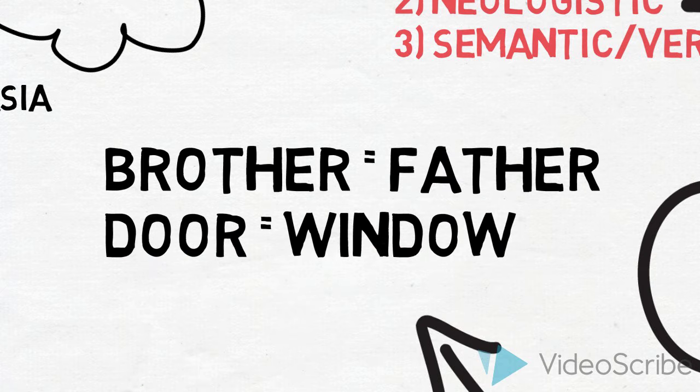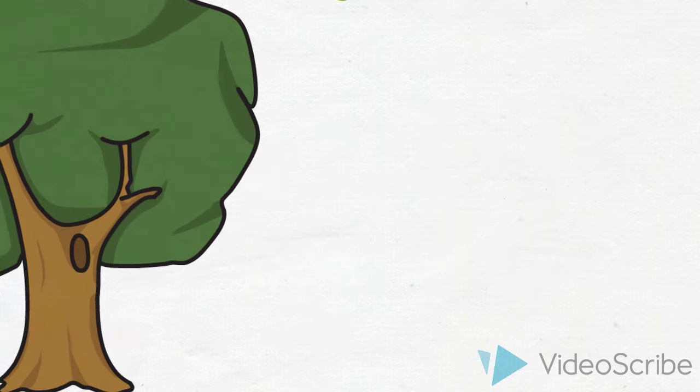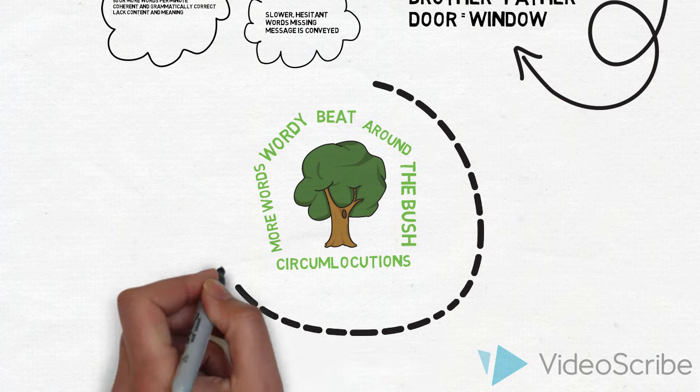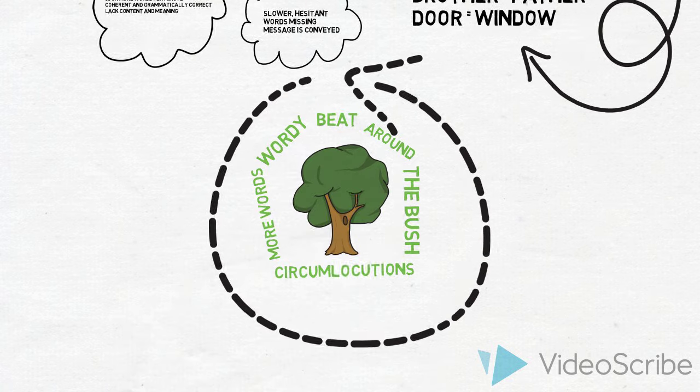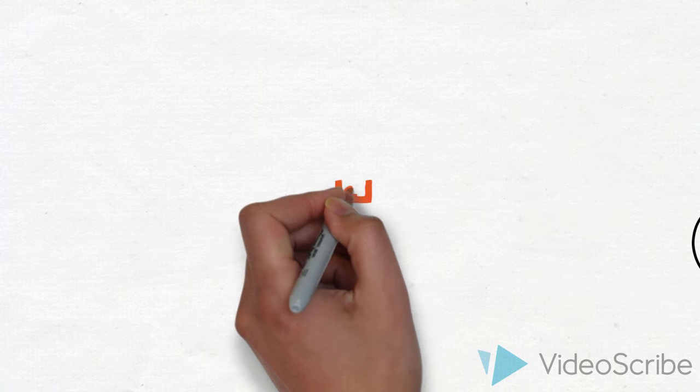Then there are circumlocutions. This is a complicated way of expressing something. You might know this term as beating around the bush. This is wordy, without really ever getting to the point. The last term we're going to mention is called perseveration.